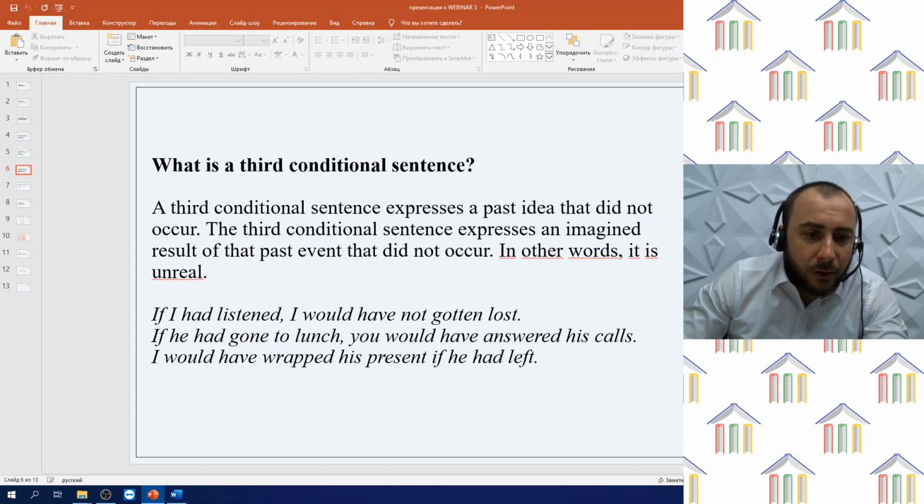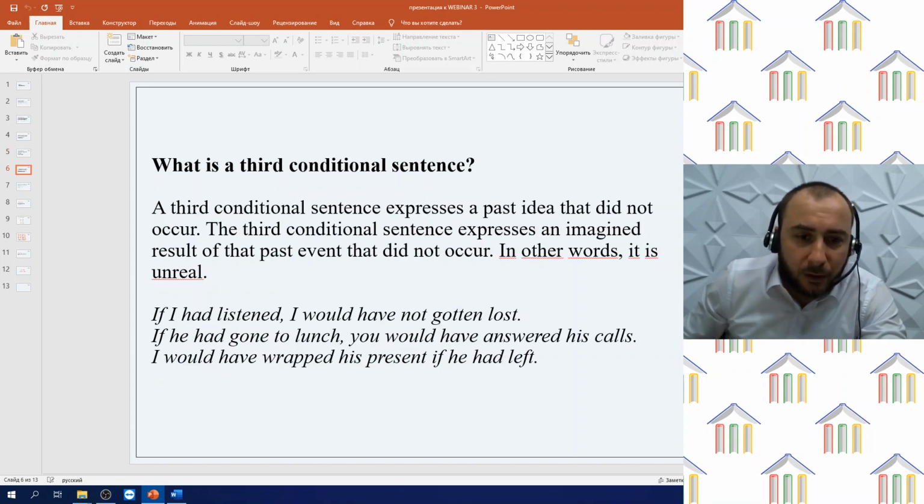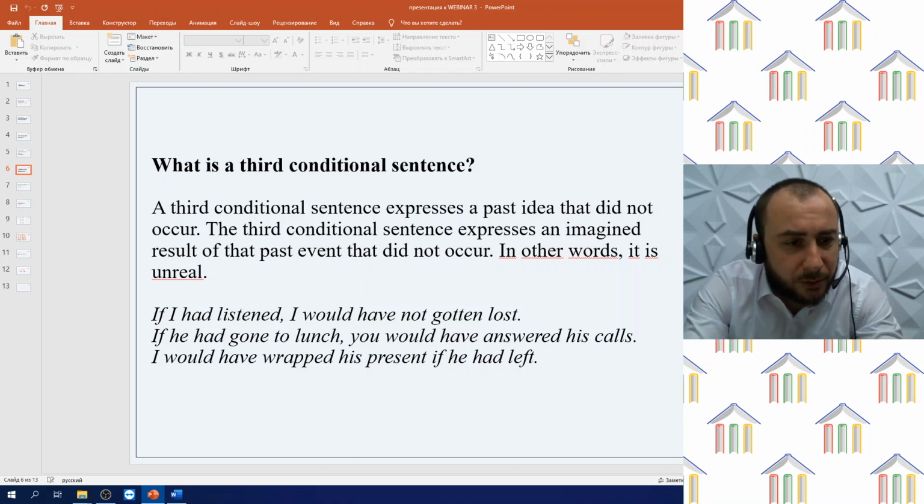Next, what is a third conditional sentence? A third conditional sentence expresses a past idea that didn't occur. The third conditional sentence expresses an imagined result of that past event that didn't occur. In other words, it is unreal. Examples: if I had listened, I would not have gotten lost. If he had gone to lunch, you would have answered his calls. I would have wrapped his present if he had left.